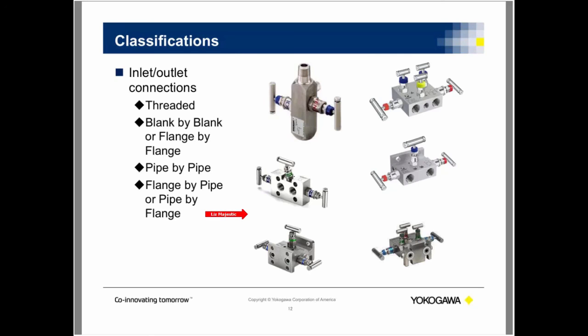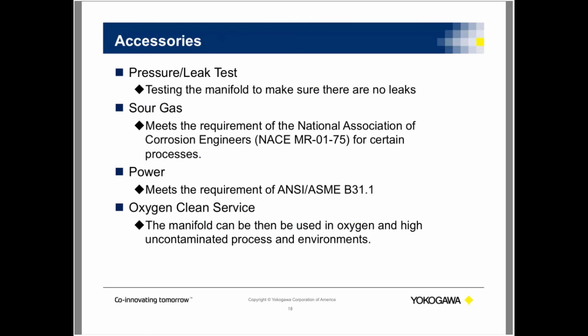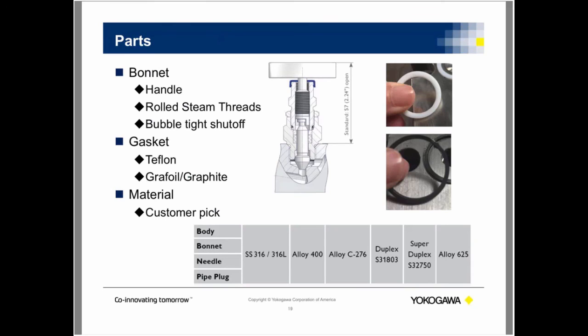Another question coming in says, can the handles for the manifold be anti-tamper? Yes, and let's see, hold on. We'll go to the bonnet. Yes, you can have this be anti-tamper. You can actually have a key lock on your handle too, to prevent people from touching it. They have to have a certain key to be able to touch that manifold. So you can have that done on the handle.